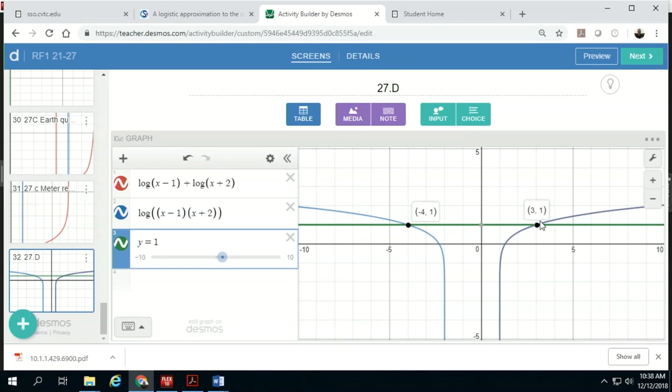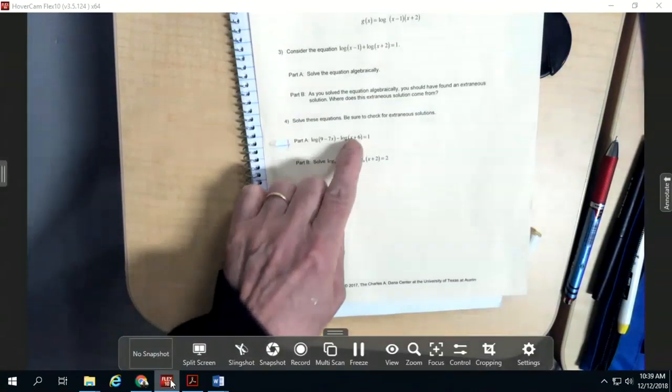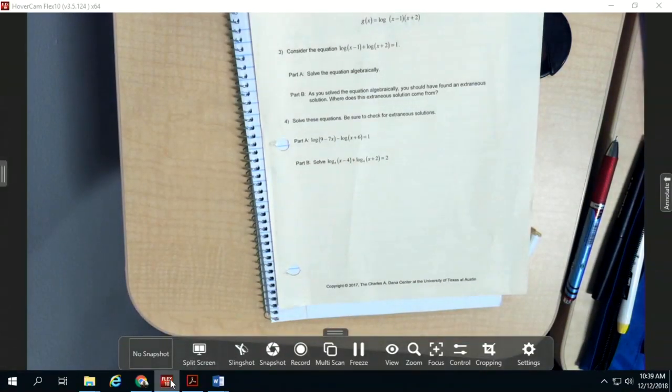The easiest way to prevent it is to graph it and then solve the equation that you get appropriately. Section 27.D is not on the test. There are only applications for Section 27 on the test.